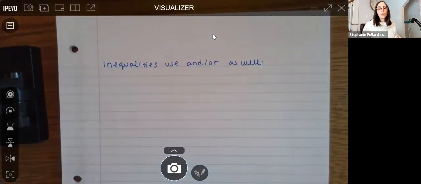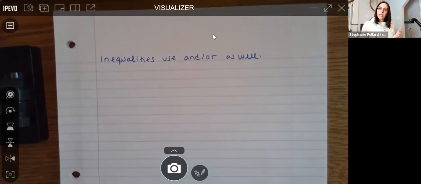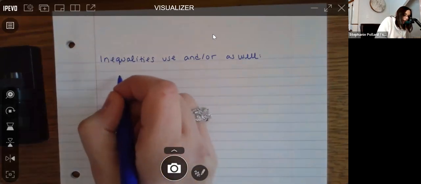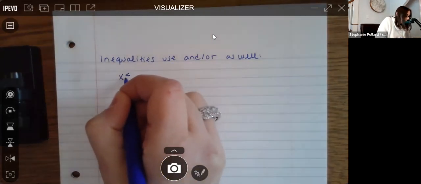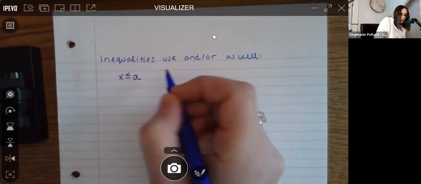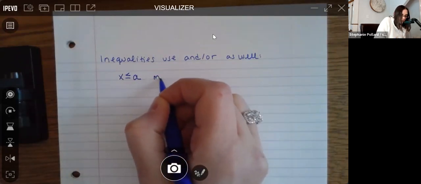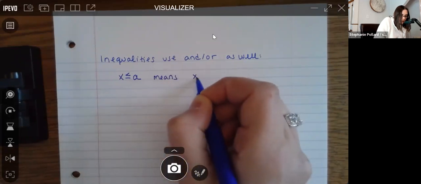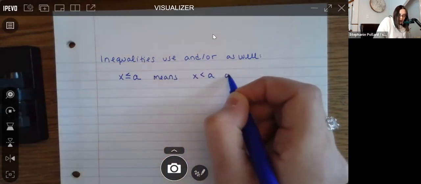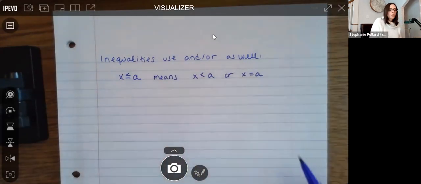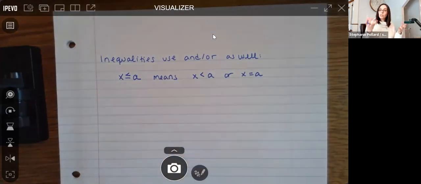So another good example that we use a lot with this and/or notation are inequalities. So they use and/or a lot as well. For instance, if I write something like x is less than or equal to a, what this really means is that x is less than a or x is equal to a, right? When I use a less than or equal to sign, we actually have two ideas there. We could be equal to the value or we could be less than.